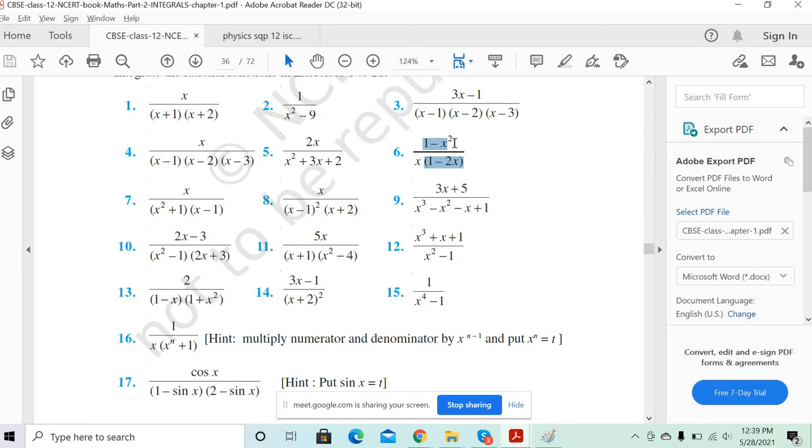Okay. So 1 minus x square is the numerator and the denominator is x minus 2x square, isn't it? Yes, sir. So you need to divide 1 minus x square by x minus 2x square. You will get the quotient and the remainder. You need to put it in mixed fraction form. Any questions, any doubts, Vijay? No, sir. Clear.